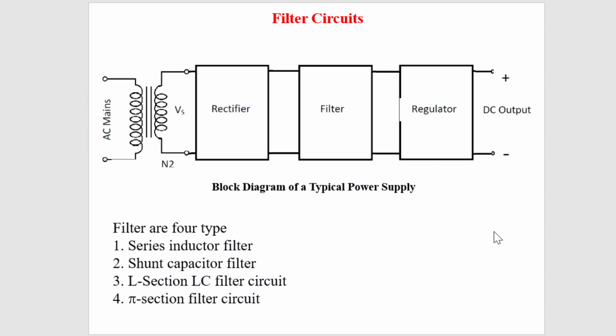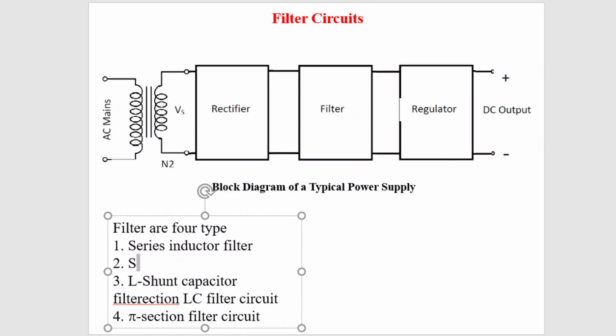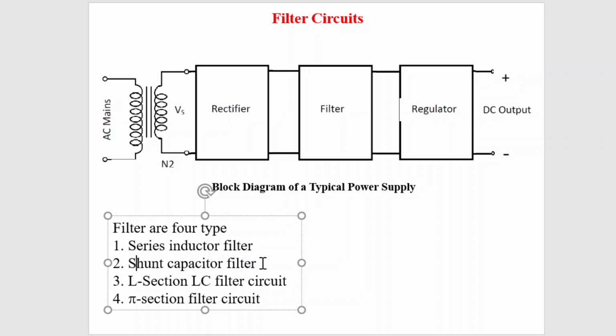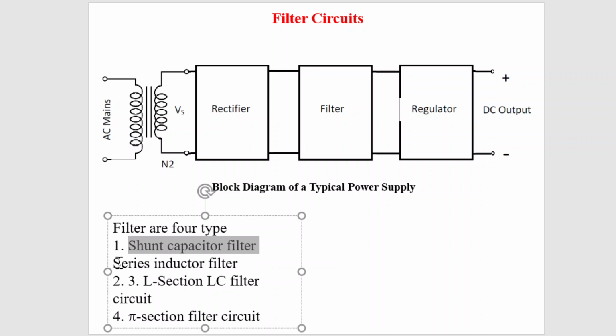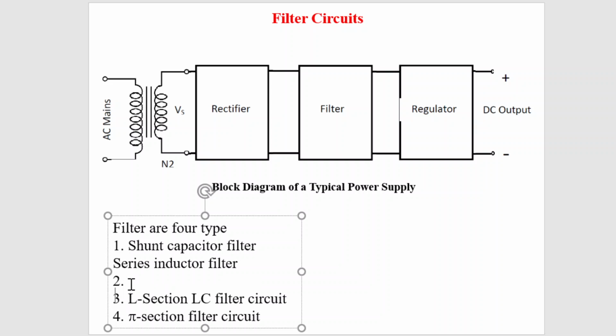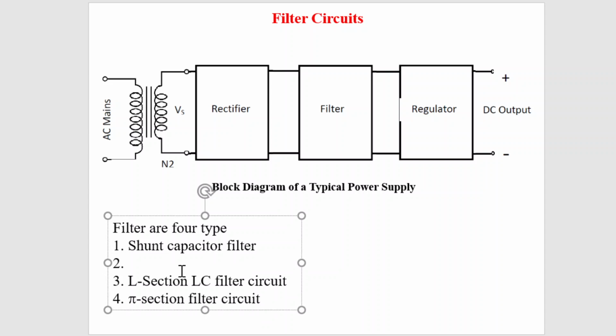So there are four types of filter circuit. Basically, the first one is the shunt capacitor filter, and then the series inductor filter, and then the L section filter, and then the pi section filter. So these are the filters which we have to study.